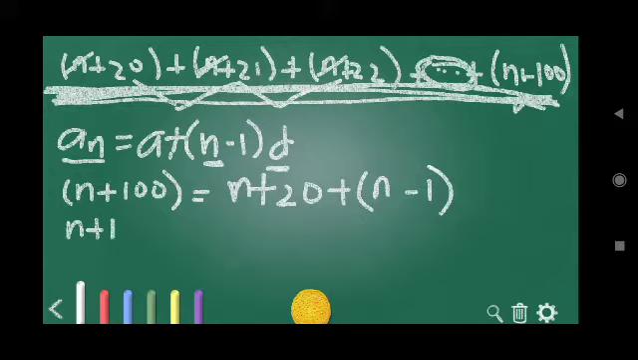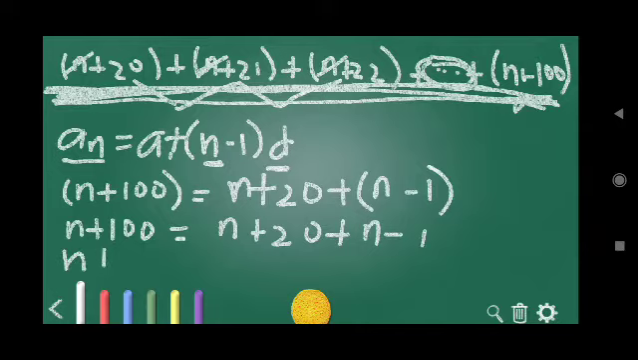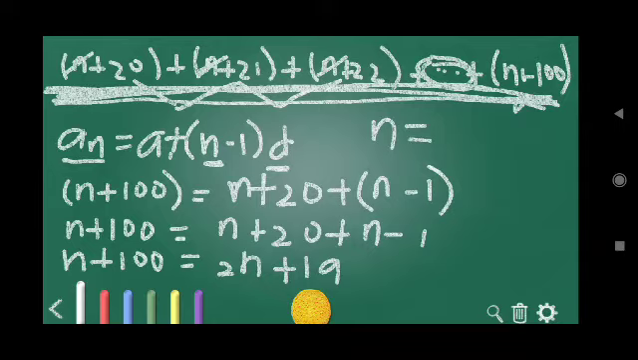We just need to simplify this. This becomes n plus 100 equals n plus 20 plus n minus 1. You simplify this: n plus 100 equals 2n plus 19, because 20 minus 1 gives you 19. Now, if you simplify the entire expression by isolating the variable n on one side and the constants on the other side, that will give you an answer which is 81. Therefore, your n is 81.